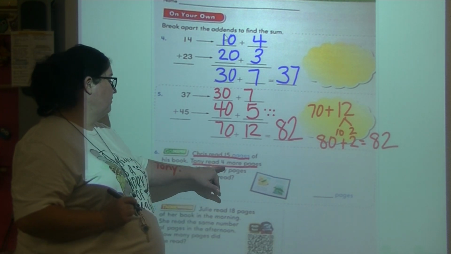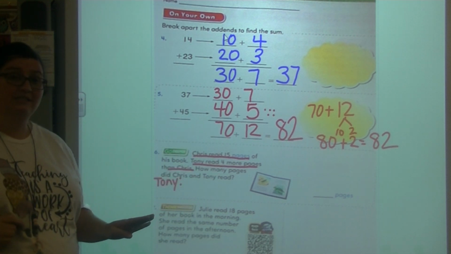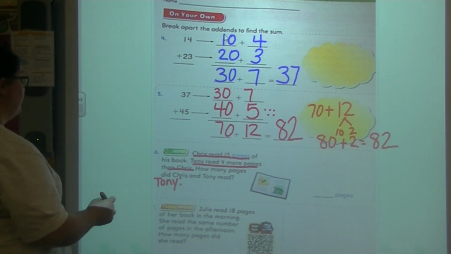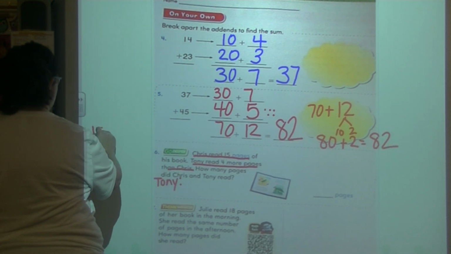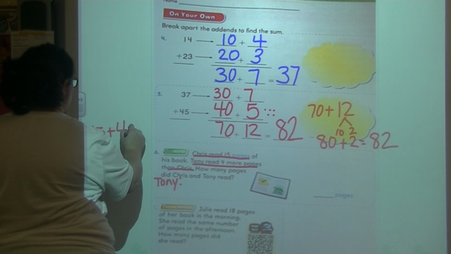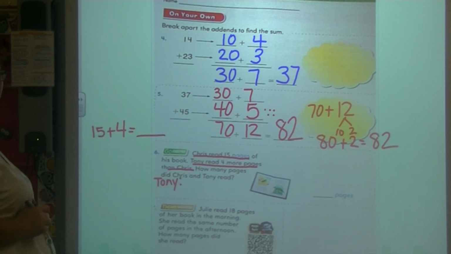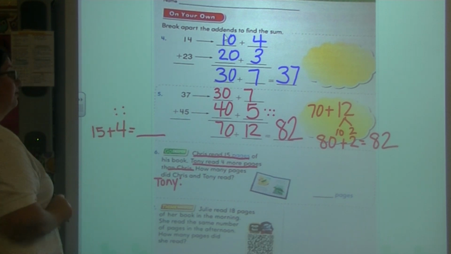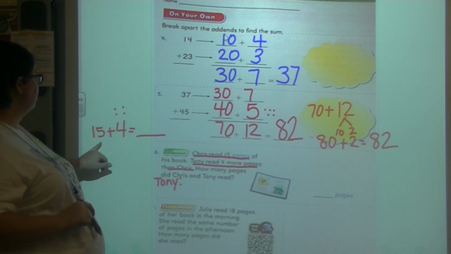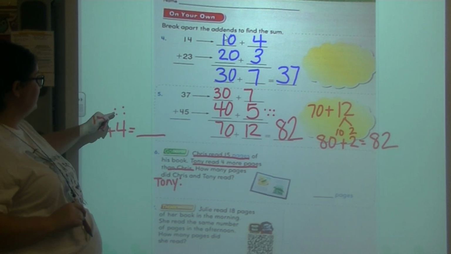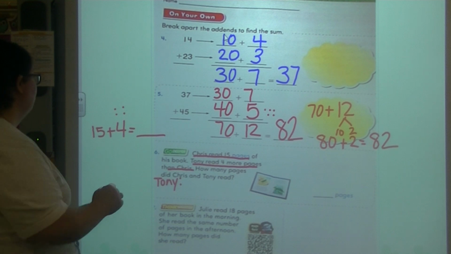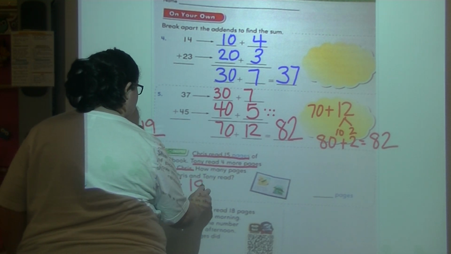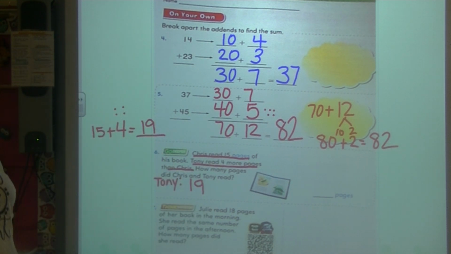Alright, it says Tony read 4 more pages than Chris. So, 15 plus 4 will give us how many Tony has. So let's count on 4 more. Alright, get ready. 15, 16, 17, 18, 19. So how many does Tony have? 19. He read 19 pages.